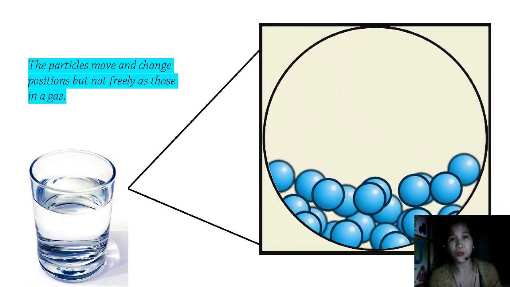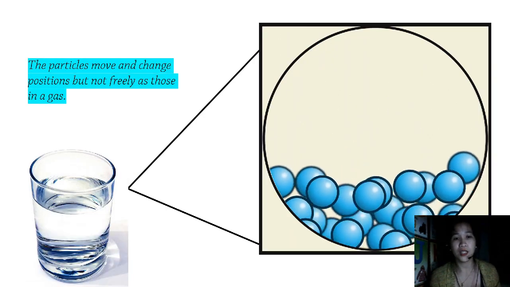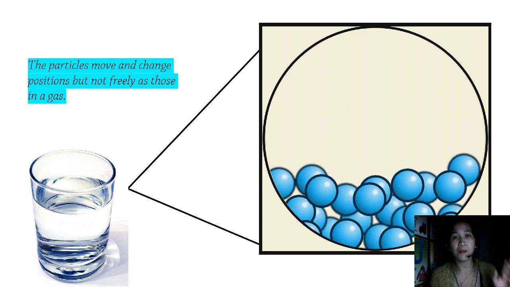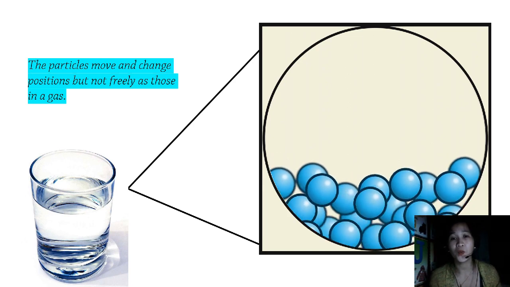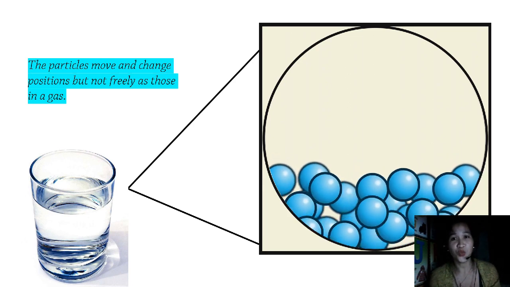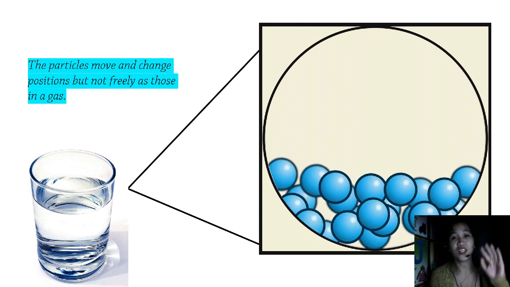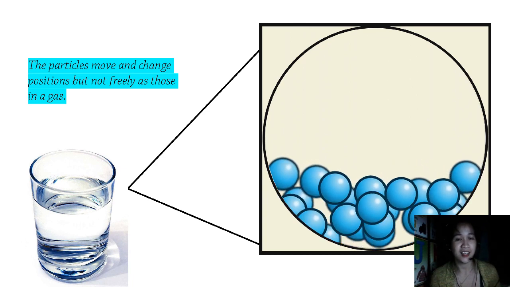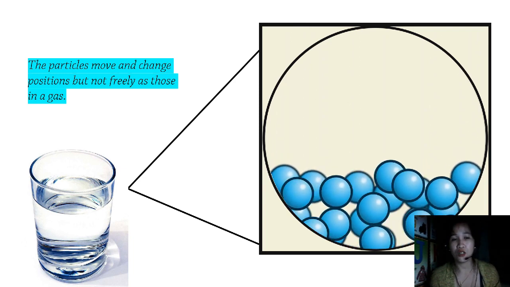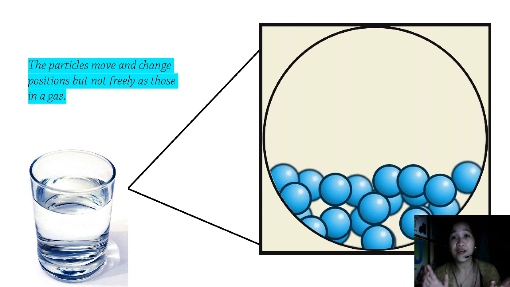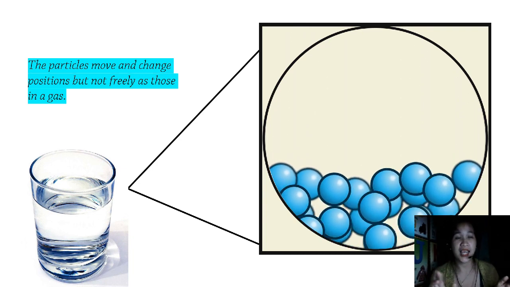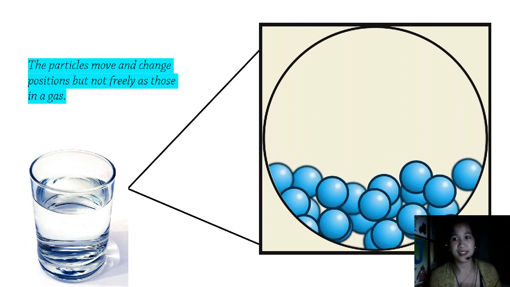And in liquids, okay, try to take a look. In liquids, the particles are closer to one another, touching one another as they move. Since the particles are closer to one another, the attraction between particles is stronger than those in gases. Okay, the particles move and change positions, but not as freely as those in a gas.